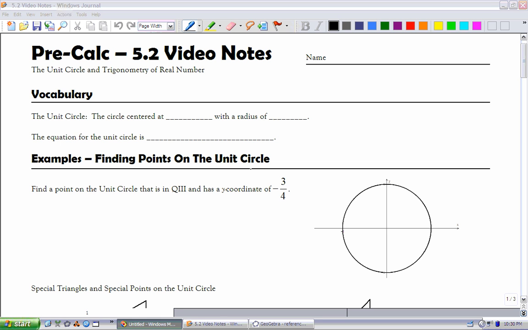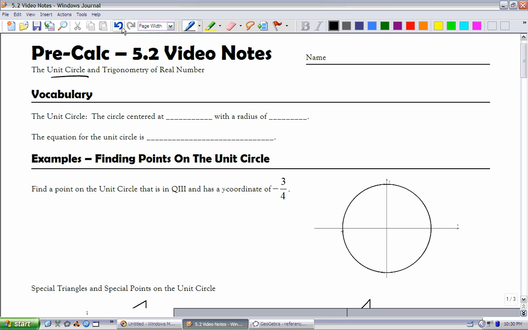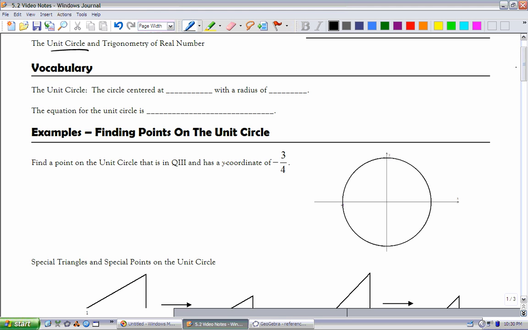Okay, we're going to start 5.2 notes about the unit circle. Really one of the most important sections here as far as trigonometry goes. It really lays the foundation for what we're going to do. One of the big ideas here is the unit circle itself. The unit circle is centered at the origin, or (0, 0), and has a radius of 1.